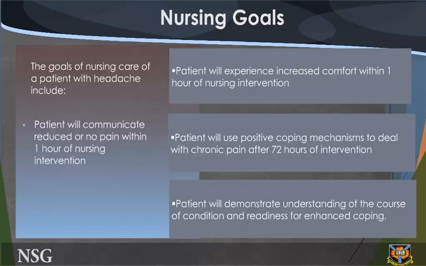Nursing goals. The goals of nursing care of a patient with headache include: patients will communicate reduced or no pain within 1 hour of nursing intervention. Patients will experience increased comfort within 1 hour of nursing intervention. Patients will use positive coping mechanisms to deal with chronic pain after 72 hours of intervention. Patients will demonstrate understanding of the cause of the condition and readiness for enhanced coping.